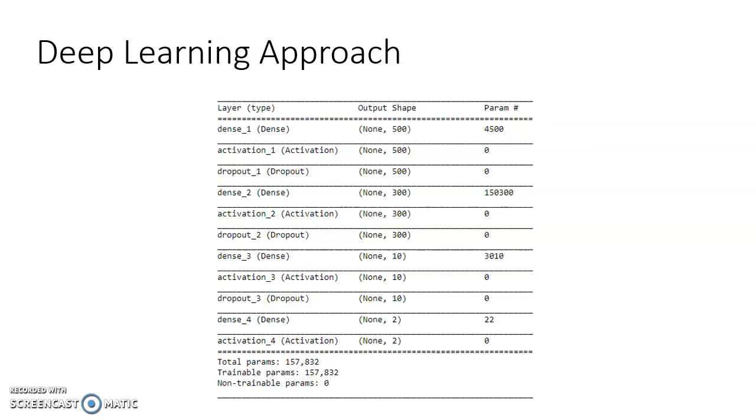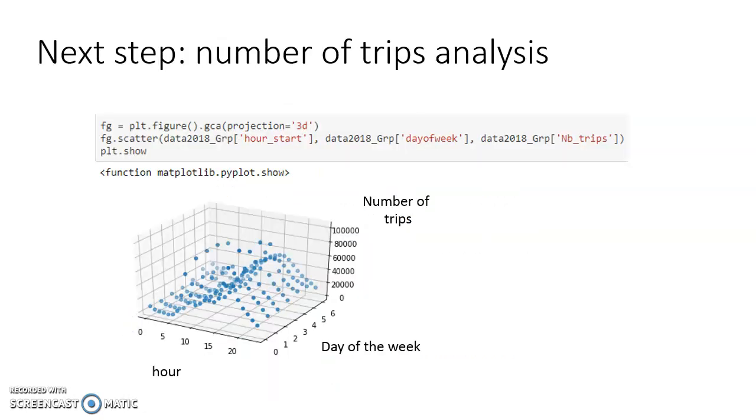This is an example of the deep learning model that was trained. We used three different sets of layers, and it was the dense layer with the sequential models from Coursera. And as I was saying, the next step is to analyze the number of trips per day and per hour of the day, and try to predict whether the user is a member or a non-member. That could be very interesting.